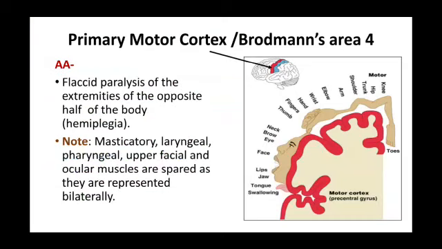Applied aspects: flaccid paralysis of the extremities of the opposite half of the body, that is hemiplegia. Note that masticatory, laryngeal, pharyngeal and upper facial and ocular muscles are spared as they are represented bilaterally.